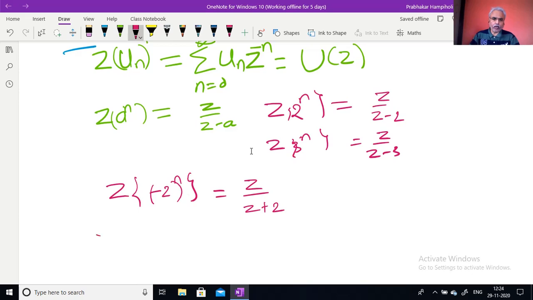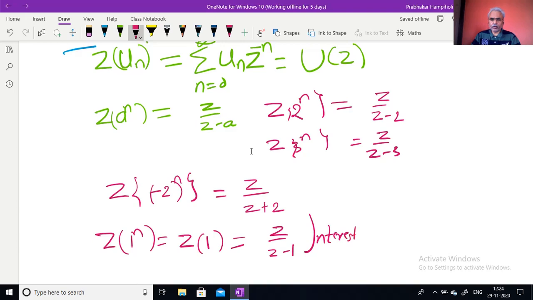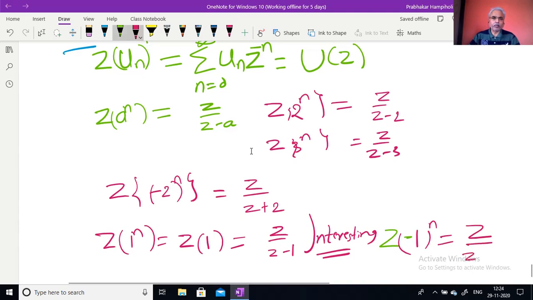So if I put a equal to 1, basics we should not forget. Many times the Z transform of 1 will have to be used, which becomes Z by Z minus 1. But interestingly, because it is many times misunderstood or not written properly, instead of plus 1, if I write minus 1, please note, then instead of Z minus 1 here, it becomes Z plus 1.